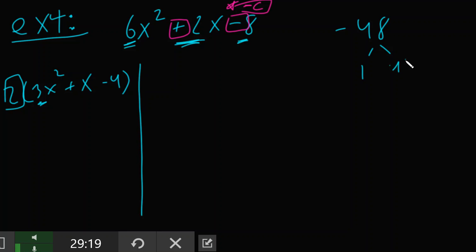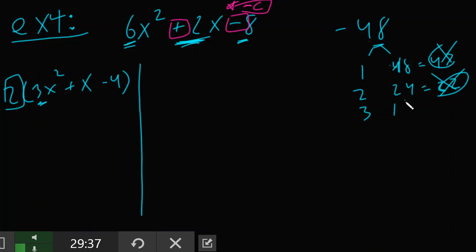48 is 1 and 48, which, by the way, 48 minus 1 is 47. That is not a 2. Okay. 2 and 24 multiplied to be 48, but 24 minus 2 is 22. That is not the factor that we're looking for. Okay. 3 and 16. 16 minus 3 is 13. It's not what we're looking for. What about 4 and 12? 12 minus 4 is 8. Nope, still not the factors we're looking for.